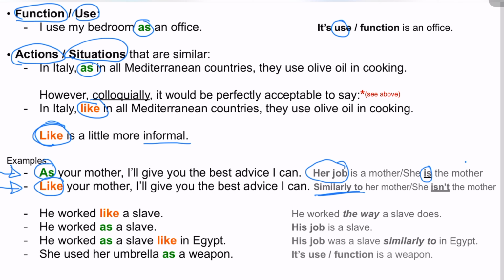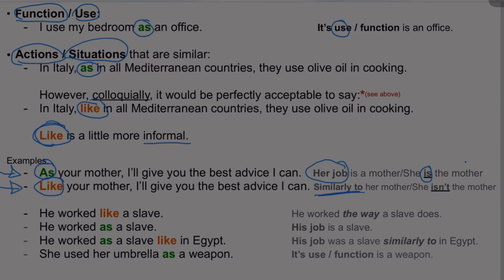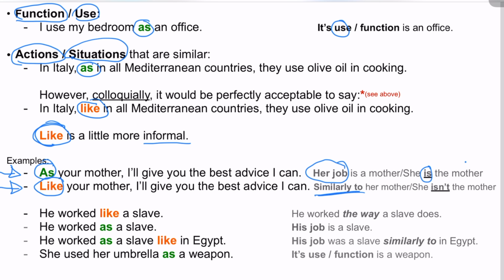So just like your mother would do it, I'll give you the best advice I can. But here it's very important to distinguish if it's as your mother or like your mother. Like is a comparison, whilst as is taking the job of mother because I'm the mother. Similarly, you can see he worked like a slave means he worked the way a slave does. A slave is a person who works for free as his main job, and there were a lot of slaves in Egypt in biblical times, let's say. So he worked like a slave, he worked the way a slave does, he worked really, really hard.